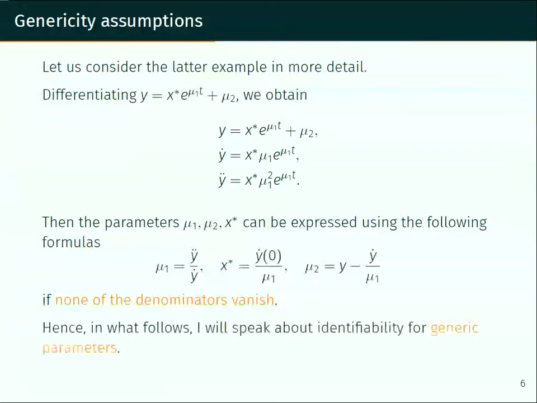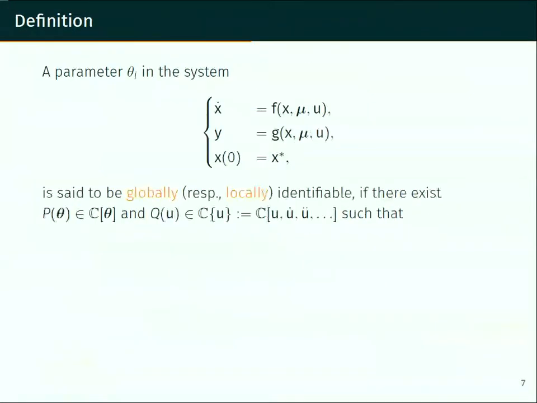So today I will speak about identifiability for generic parameters, and this is exactly the reason why I will do that, because otherwise things really change, and this is a bit of a different problem. And here we are at an almost formal definition. I have this system, I take one of its parameters, theta sub i, and I will have two notions of identifiability, global and local. I will mostly use global, so you can ignore local if you want, but it's also interesting.